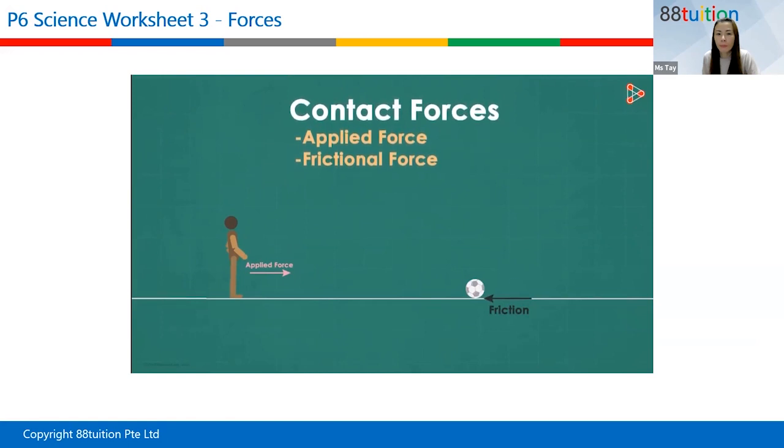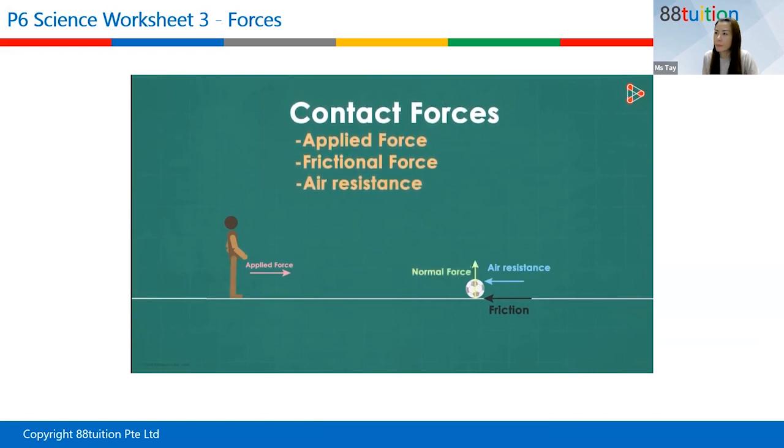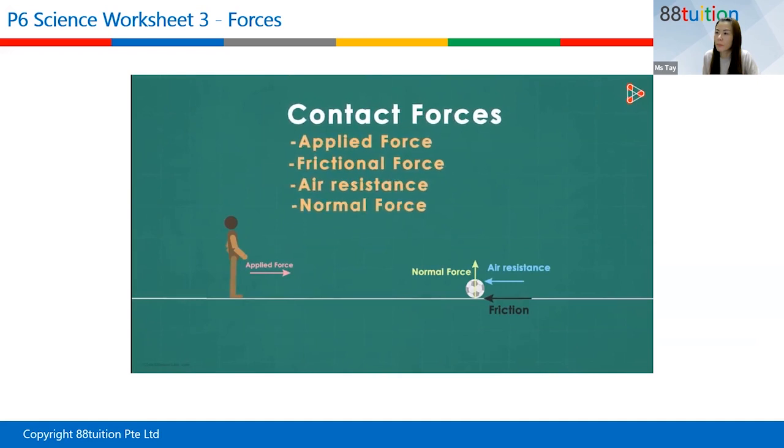Don't you think there was some air resistance? Yes, air resistance too is a contact force. The normal force, which is applying force in the upward direction, is a contact force as well. These were some of the contact forces we know of, but these are not the only ones.